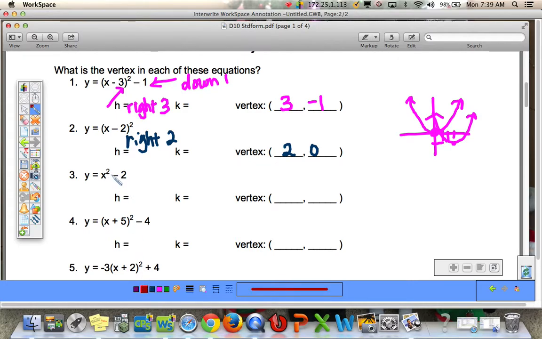The next one, x squared minus 2: the 2 on the outside would mean down 2. But there's nothing inside the parentheses, so that wouldn't mean left or right any, so the vertex would be 0, negative 2. The next one, plus 5 minus 4, would be left 5, down 4. So left 5 would be negative 5, down 4 would be negative 4.